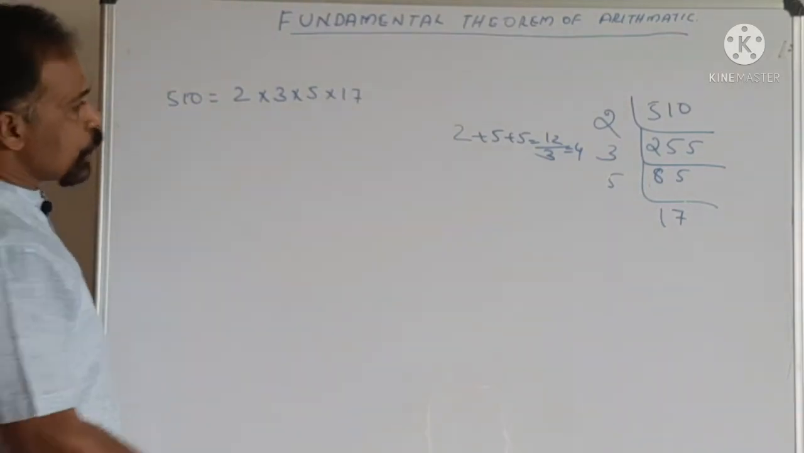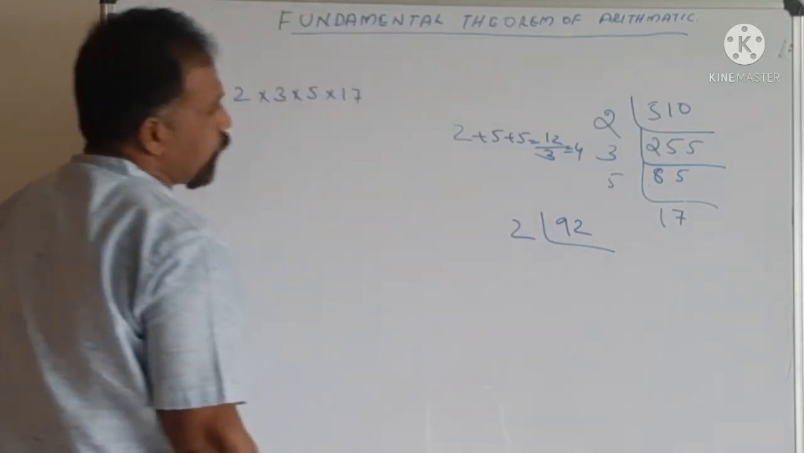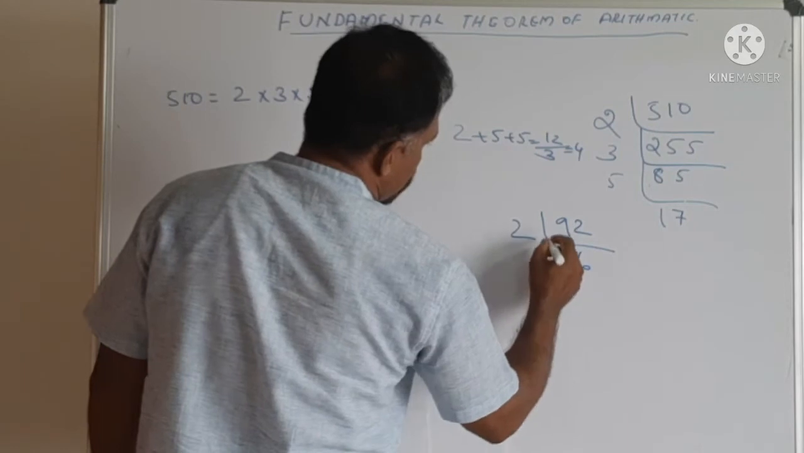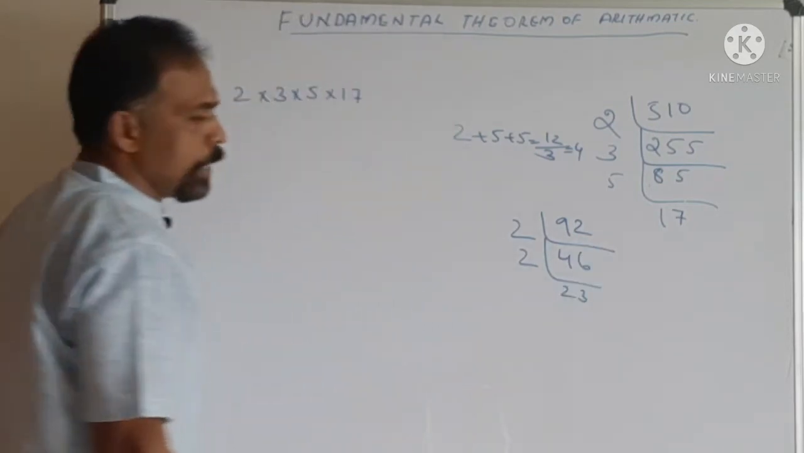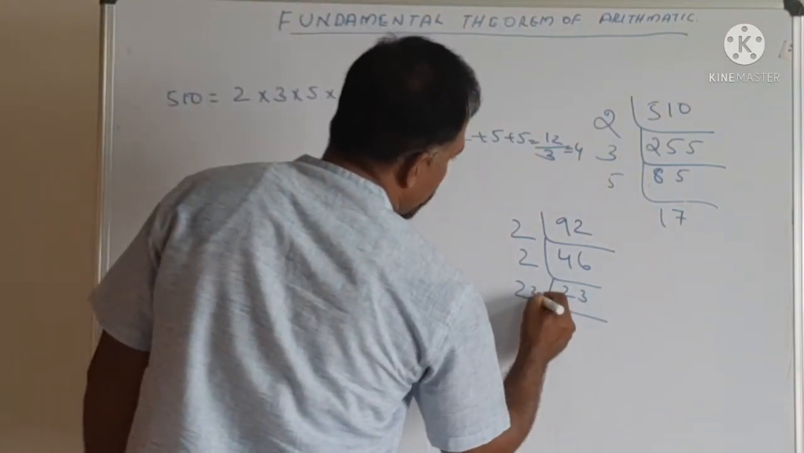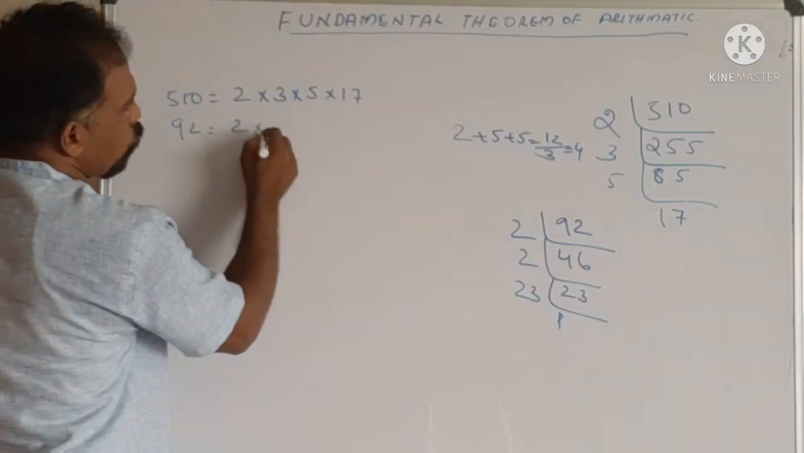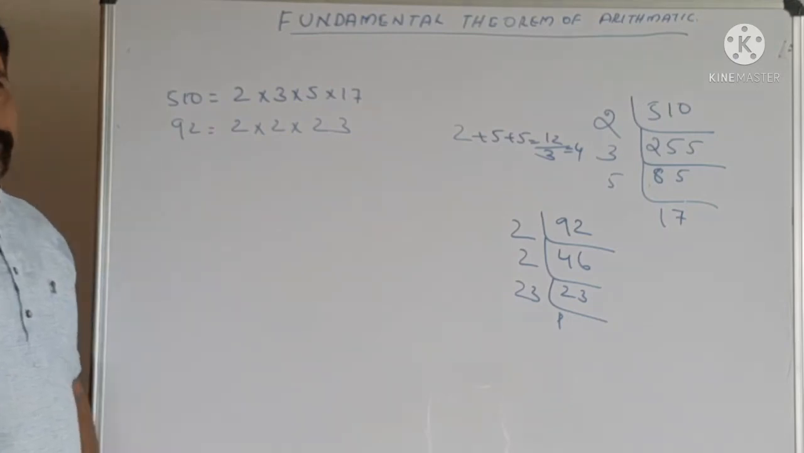And the second number is 92. So we get 46. Again 2, we get 23. So 23 is a prime number, so we can't go ahead. So 92 can be written as 2 into 2 into 23.